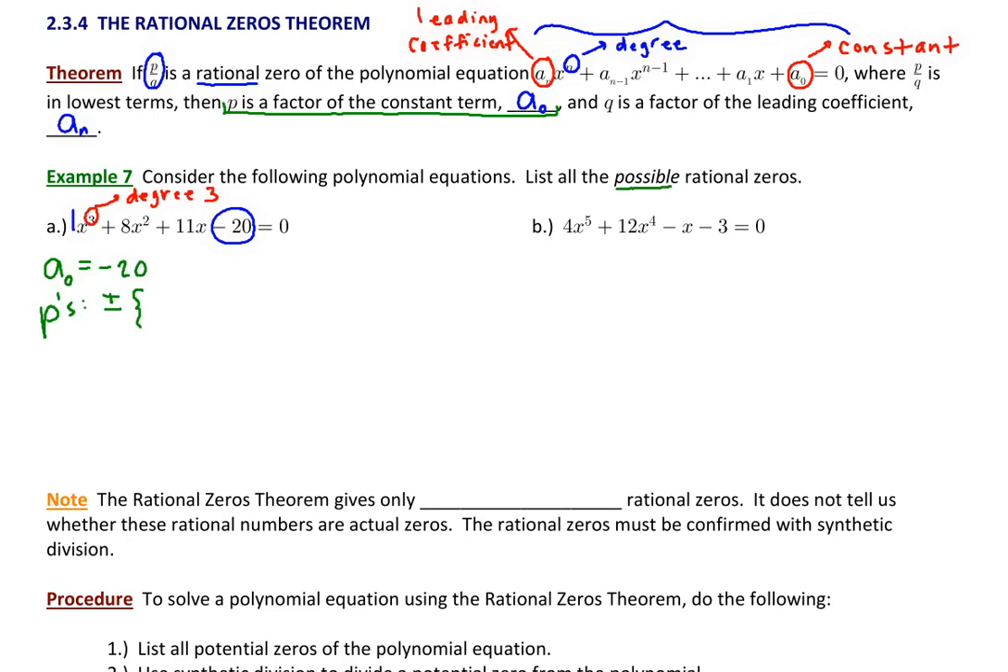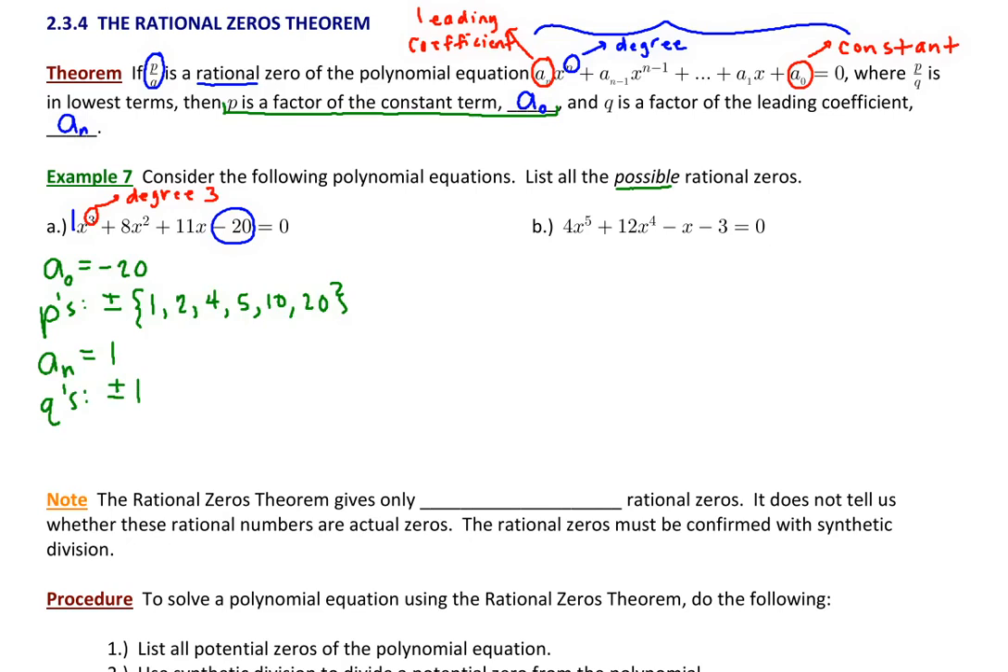So the factors of 20 would be positive and negative 1, positive and negative 2, 4, 5, 10, and 20. 1, 2, 3, 4, 5, 6. So I've got 6 numbers in the list, but when I consider both the positive and negative, that's potentially 12 factors of negative 20. Next, we want to identify our leading coefficient, which we call a sub n, and in this case, it's 1. Now, the Q's are going to be all the factors of 1, so that's just going to include positive and negative 1.